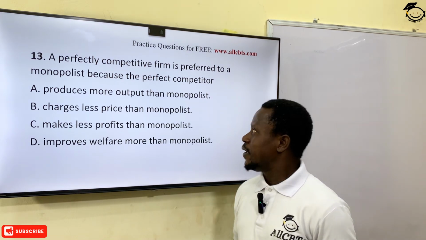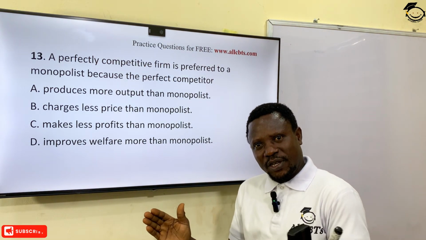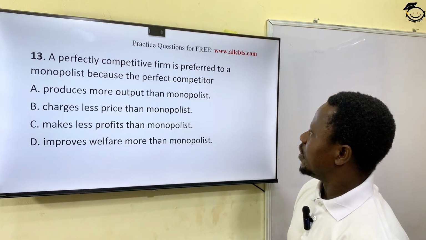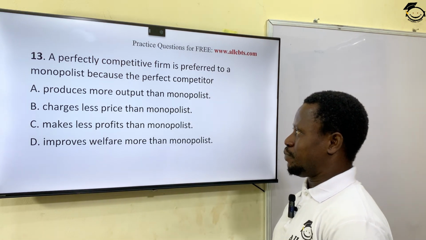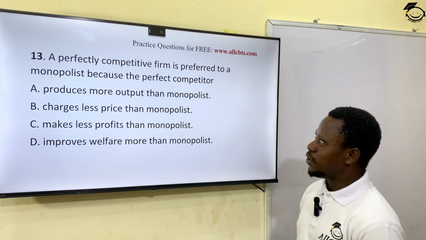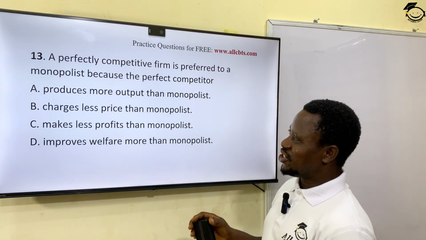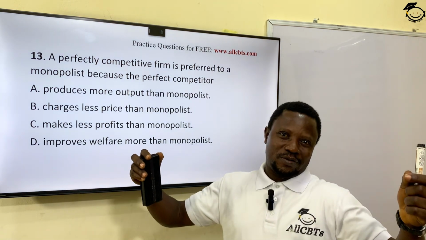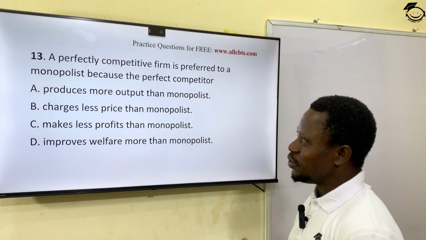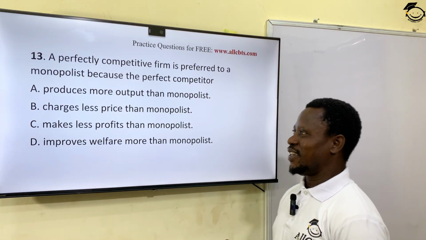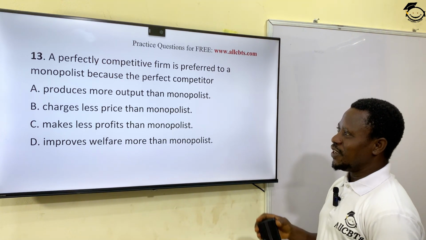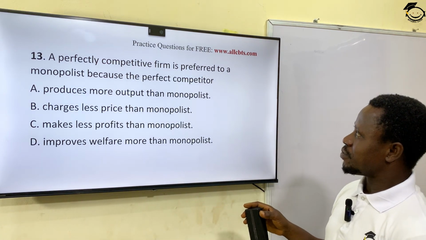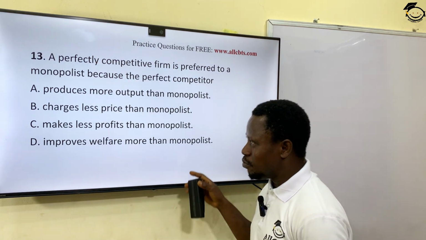Let's go. A. The perfect competitor produces more output than monopolies. Of course, because there are more competitors in that line, so more productivity will come. Yes. B. The perfect competitor charges less price than monopolies. Yes, because the competitor produces more, so they charge less. As they produce more, they enjoy large-scale production of outputs, so their cost of production is lower, so they charge less. C. The perfect competitor makes less profit than monopolies. Well, let's see how it goes. D. The perfect competitor improves welfare more than monopolies.